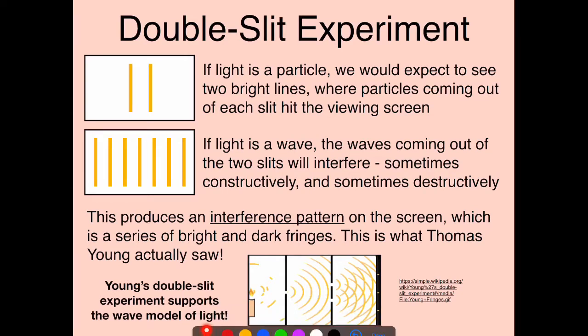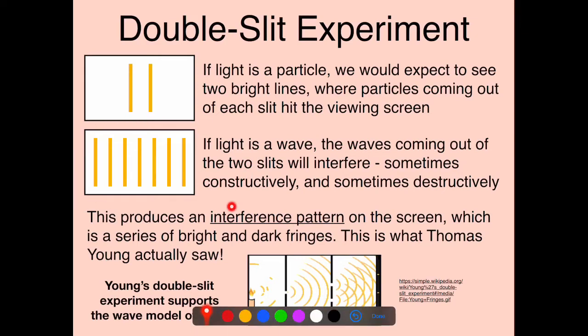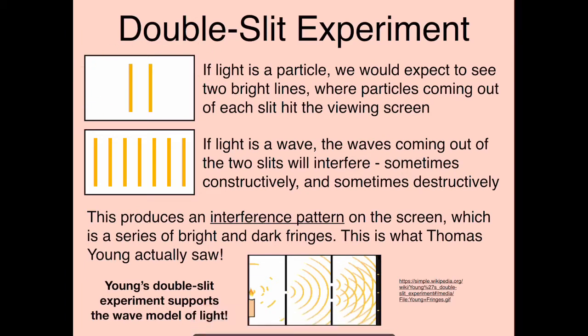So where you see a bright line, that's constructive interference. Where you see a dark spot, that's destructive interference. Now, this is what Thomas Young actually found in his experiment. We do see the interference pattern. We don't see the two bright lines like this. So this is very strong evidence for the wave model of light. Okay, this is something that really only makes sense if we think of light as some type of wave.